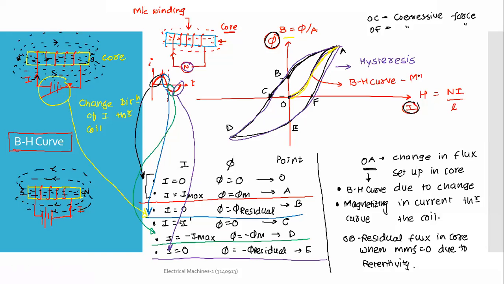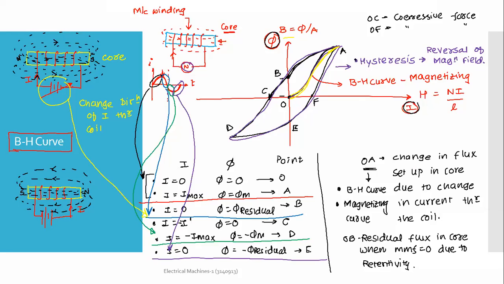It represents how the core will be magnetized. Whereas, what does hysteresis represent? Hysteresis represents how the flux will be set up when the core material is subjected to reversal of the magnetic field. Okay, so they are different.